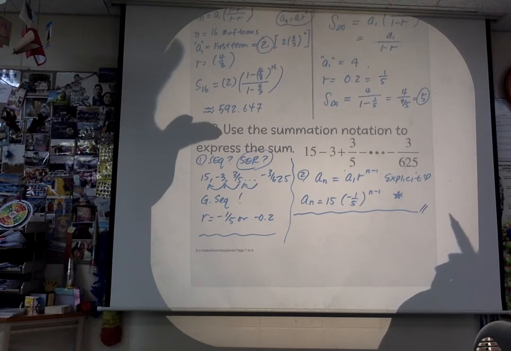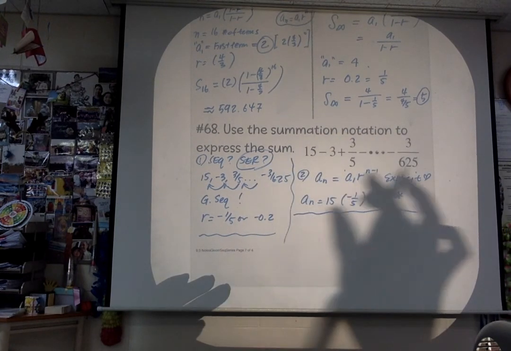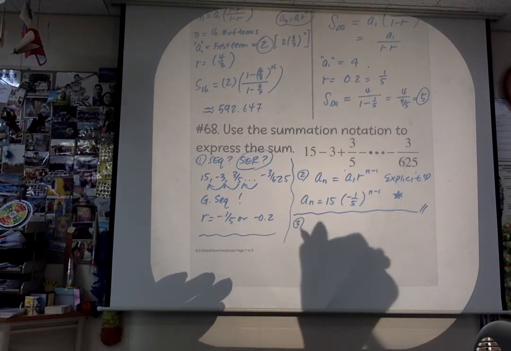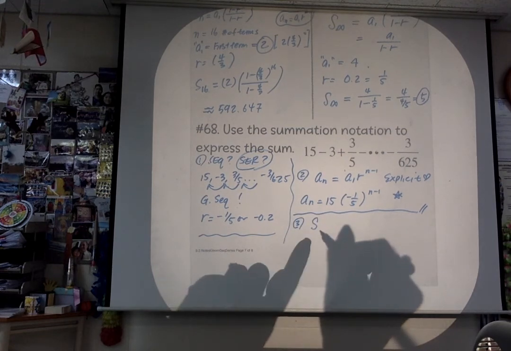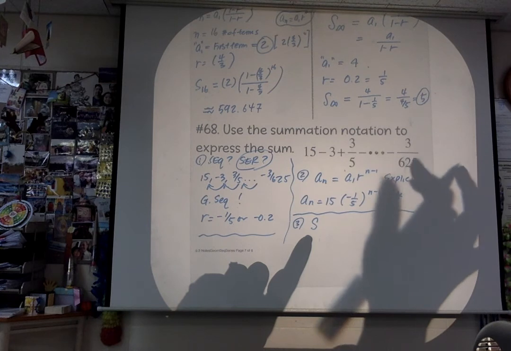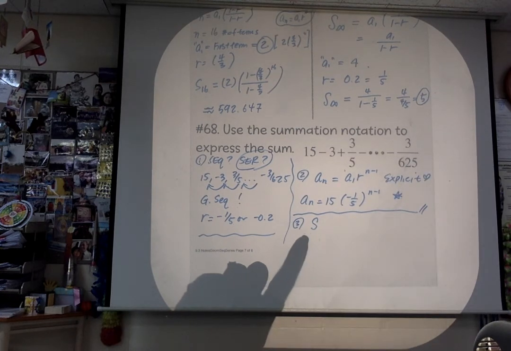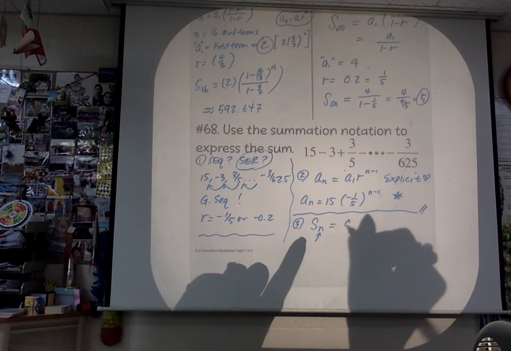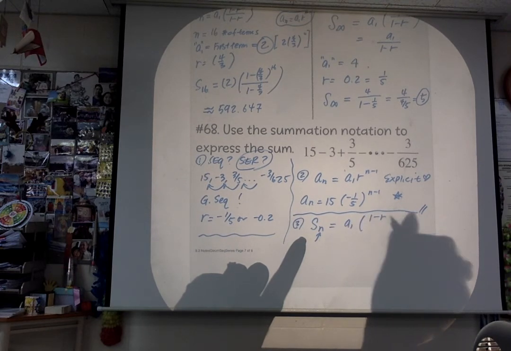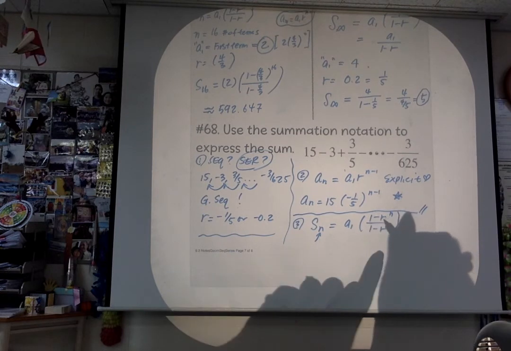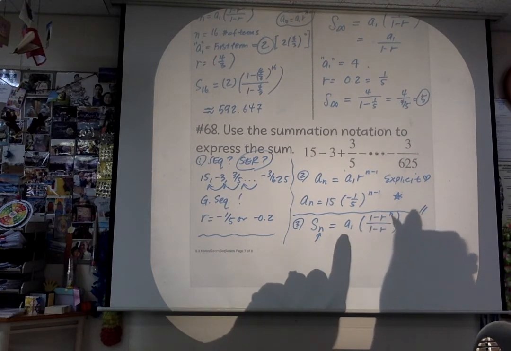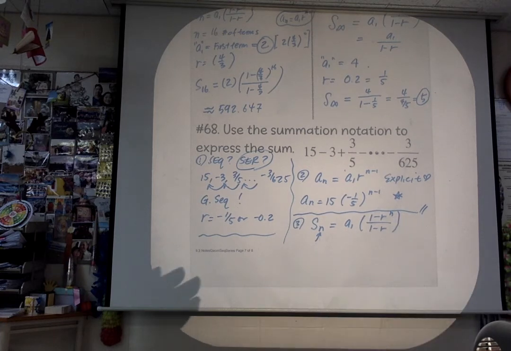So they just use summation notation to express the sum. We need to find the sum of them. This is finite, obviously, because it ends here, so we don't really know our n. We know our a sub 1, and we know r, the common ratio, and we're going to have to use this formula, but we don't know the n. So we need to figure that out.